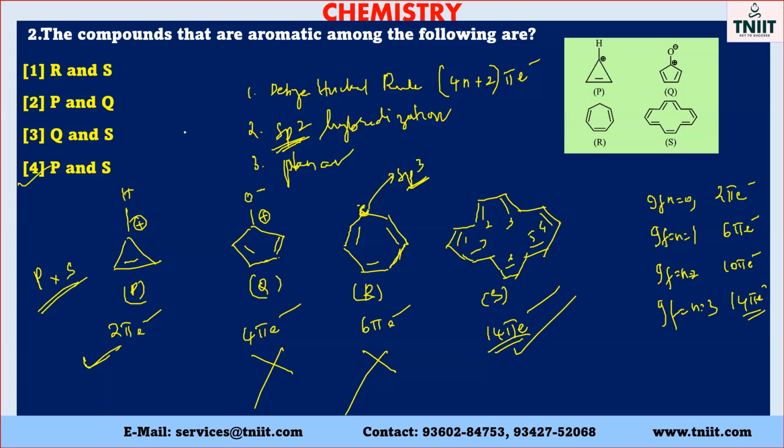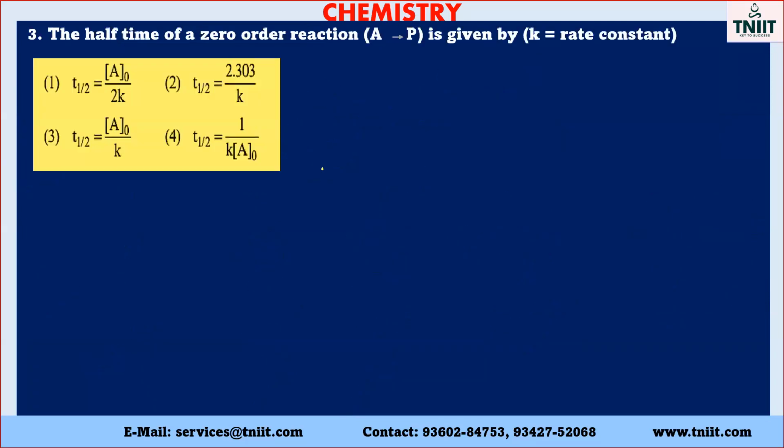So if an organic molecule or compound should be aromatic, it should follow Huckel's rule. Carbon atoms should be sp2 hybridized, and the molecule should be planar. These are the conditions. Next question.